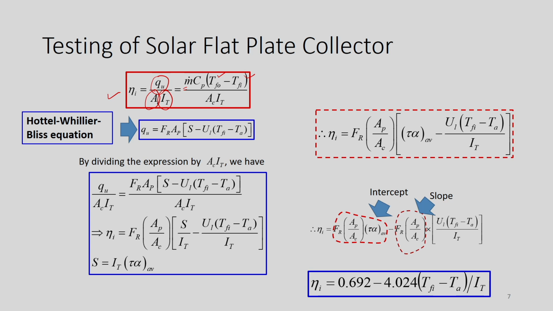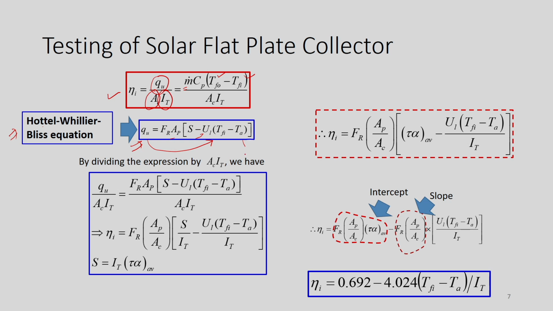Also, we know the famous equation for measurement of useful heat gain, which is given by the Hottel-Whillier-Bliss equation. Okay. So, this QU is equal to FR AP in bracket S minus UL into TFI minus TA, right. So, this expression QU is related with TFI. Okay. If we know the fluid inlet temperature and ambient is known, and if other values are known, then straight away you can calculate what will be the useful heat gain. Okay.